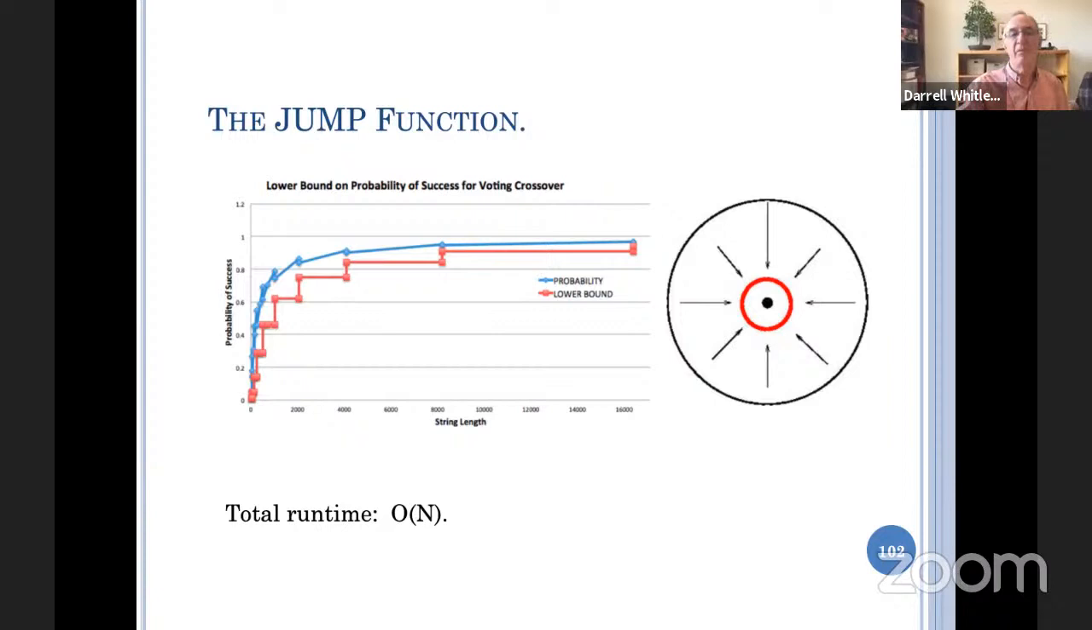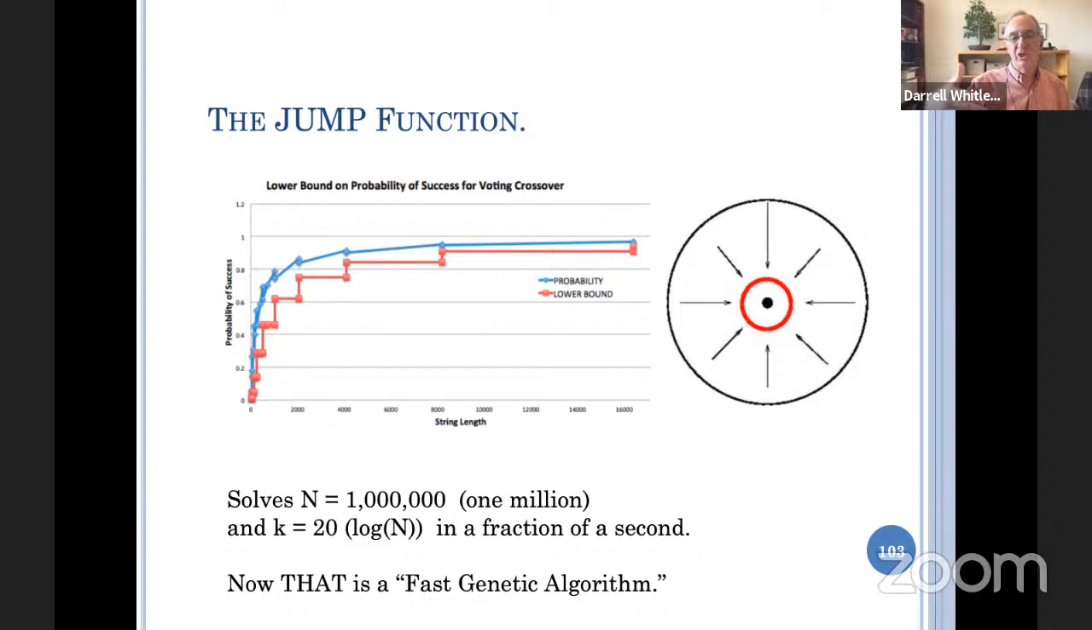In fact, we can solve a million variable problem with a jump gap of 20 bits, which is log of the 1 million, in a fraction of a second. And that actually is a fast genetic algorithm.